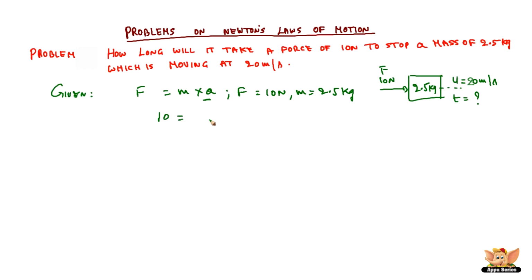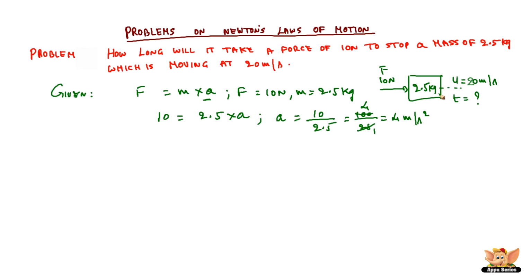So 10 is equal to 2.5 into a. Hence, a is 10 by 2.5, which is 100 by 25. 25 ones are 25, 25 fours are 100. So which is 4 meter per second square.